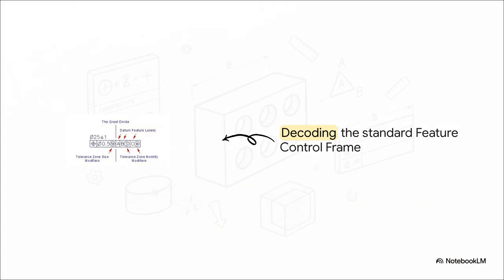Now, we all know the standard feature control frame, right? It acts like a sentence in GD&T. It gives us the geometric symbol, like position, the tolerance zone shape and size, material condition modifiers, and finally the datum references that lock down our coordinate system. For a single independent hole, this is absolutely perfect. It creates a nice cylindrical tolerance zone centered exactly at true position.